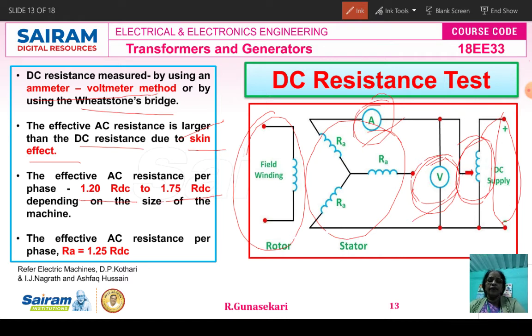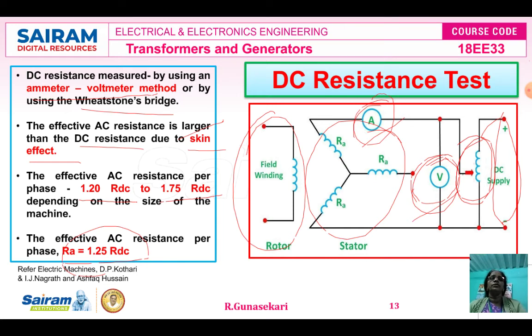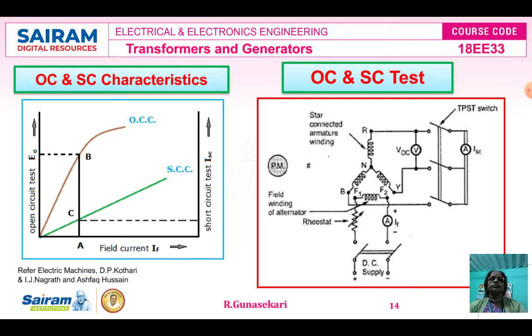Between these values only we have to choose the effective value of AC resistance per phase of the synchronous generator. But typically we can choose RA equal to 1.25 times RDC. So by using the DC resistance test, we can calculate the effective AC resistance per phase, that is RA equal to 1.25 RDC. Then the open circuit and short circuit tests.